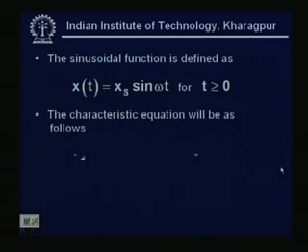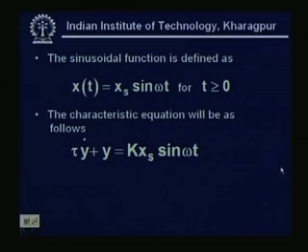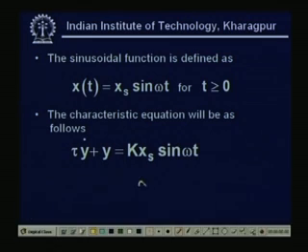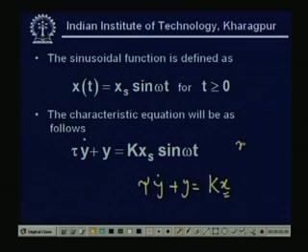So, the characteristic equation will be as follows. Obviously, I have just replaced the right hand side x by k xs; actually it was there. So, I replaced it: tau y dot plus y equal to k xs sin omega t. Initially, our basic equation, as we remember from the very beginning of the lecture, is tau y dot plus y equal to k x. In the case of step input, we replaced x with xs. In the case of ramp input, we replaced x with xs into t. In the case of sinusoidal input, we have replaced x by xs sin omega t, right.